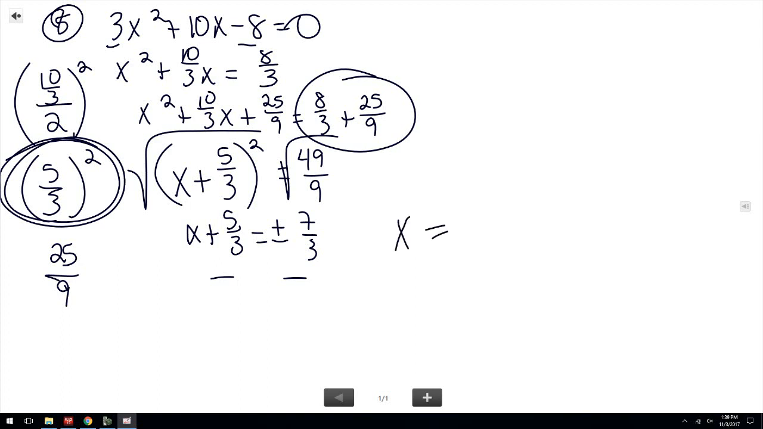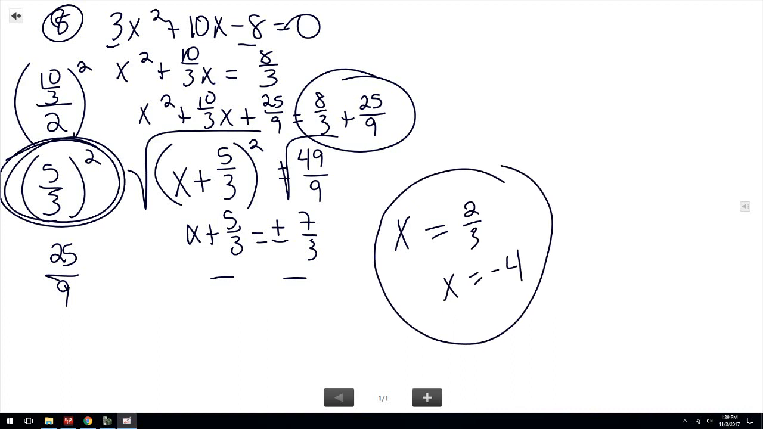Plus or minus. Alright, so let's see. Positive 7 minus 5 is 2 over 3. And then negative 7 minus 5. Negative 12 divided by 3 is negative 4. And you've got a quiz on Tuesday.